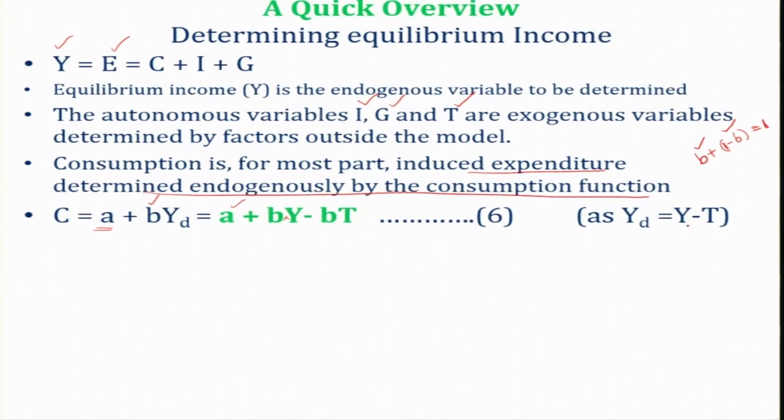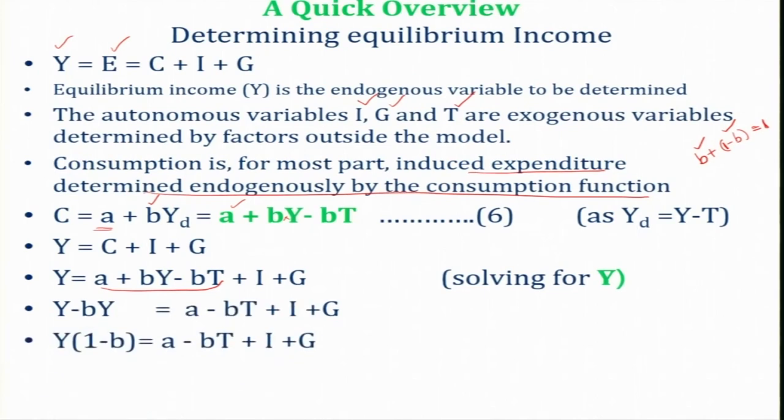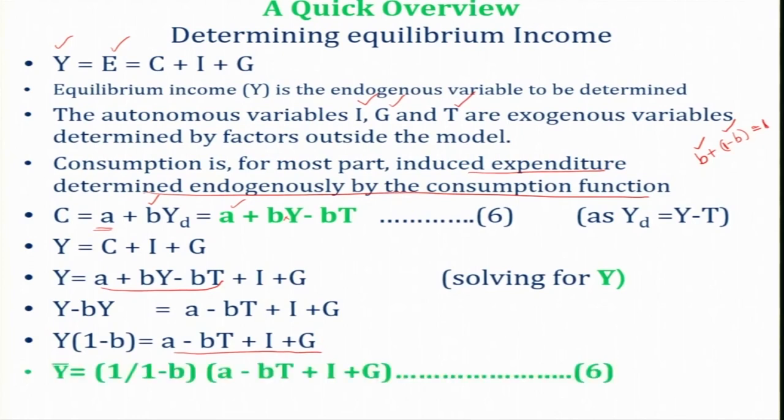Because we are rewriting YD as Y minus T, Y is equal to C plus I plus G. Replacing C with this, we get the expression plus I plus G. Solving for the equilibrium level of income, Y minus BY is equal to A minus BT plus I plus G. Then Y times 1 minus B is equal to A minus BT plus I plus G. Finally, solving for the equilibrium income, we get 1 by 1 minus B, the reciprocal of the marginal propensity to save, times all these components.